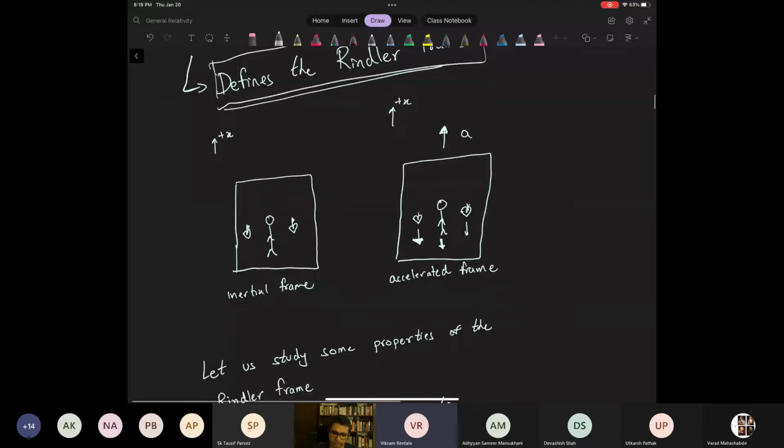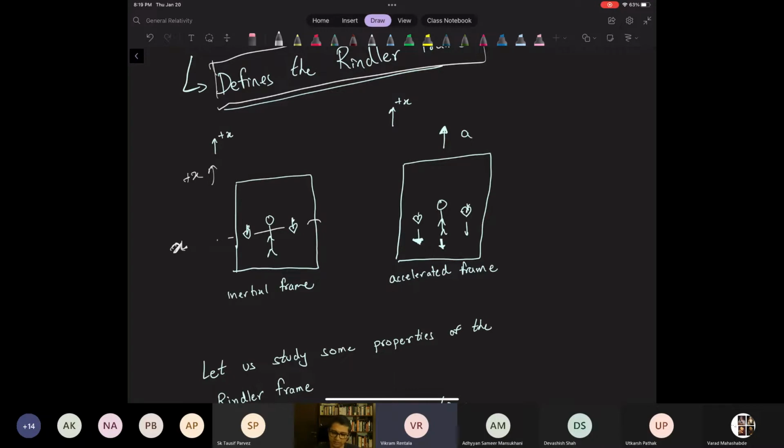Okay, so just to go back to the example that we were doing earlier. Imagine that you're in an elevator, and this is your plus x direction. You have two apples with you. You're in an inertial frame. The apples don't fall, so you maintain a constant x.